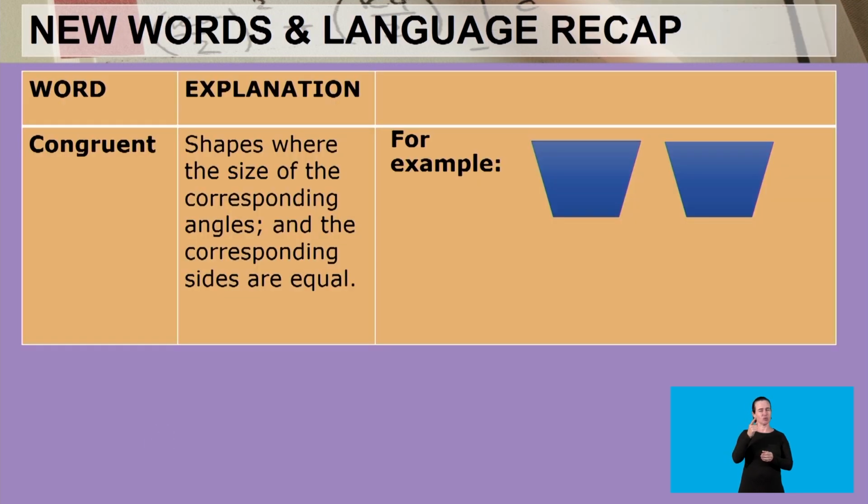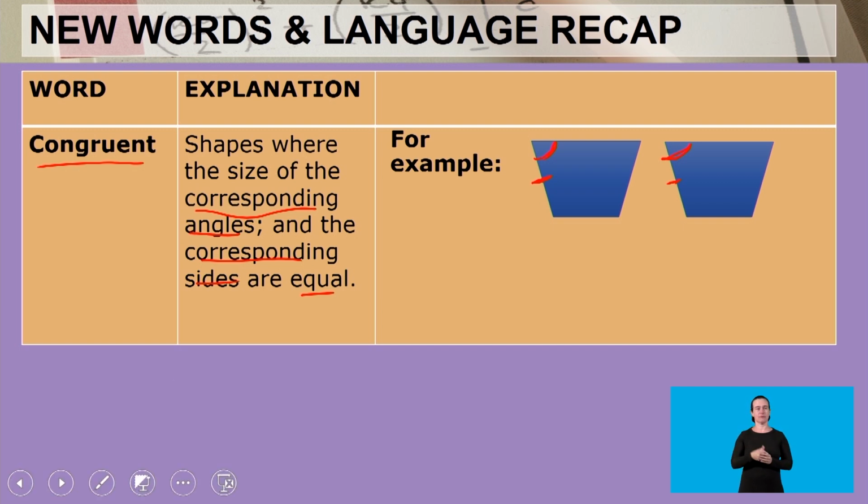Just a recap on the words that we have learned in this lesson, and they are congruent, meaning that the shapes are the same size, the corresponding angles and the corresponding sides are equal. Remember, corresponding means that if you are looking at that side on the left of that diagram, you will also be looking at that left-hand side of the next diagram. And the same with the angles, corresponding angles. If you are looking at an acute angle of that diagram, you then find a corresponding acute angle in the next diagram, because that's what corresponding would mean.